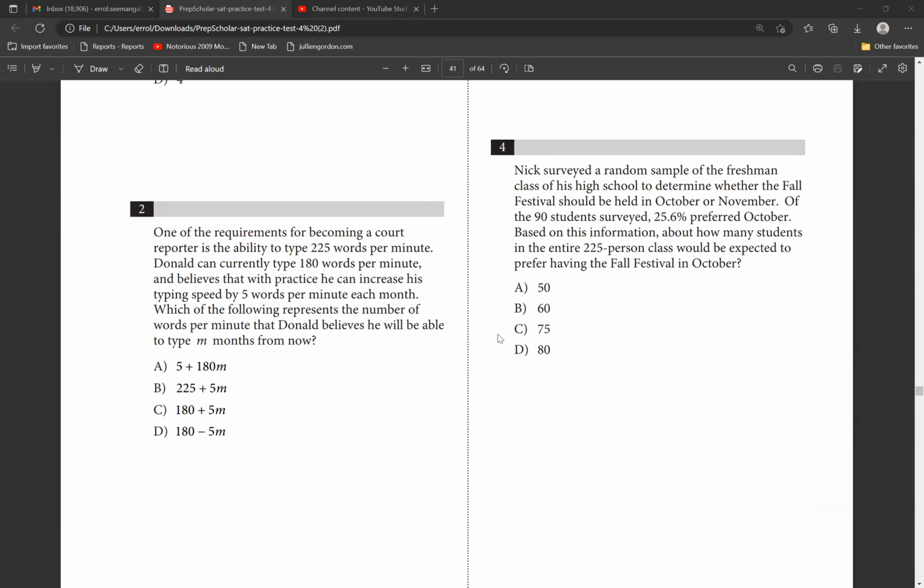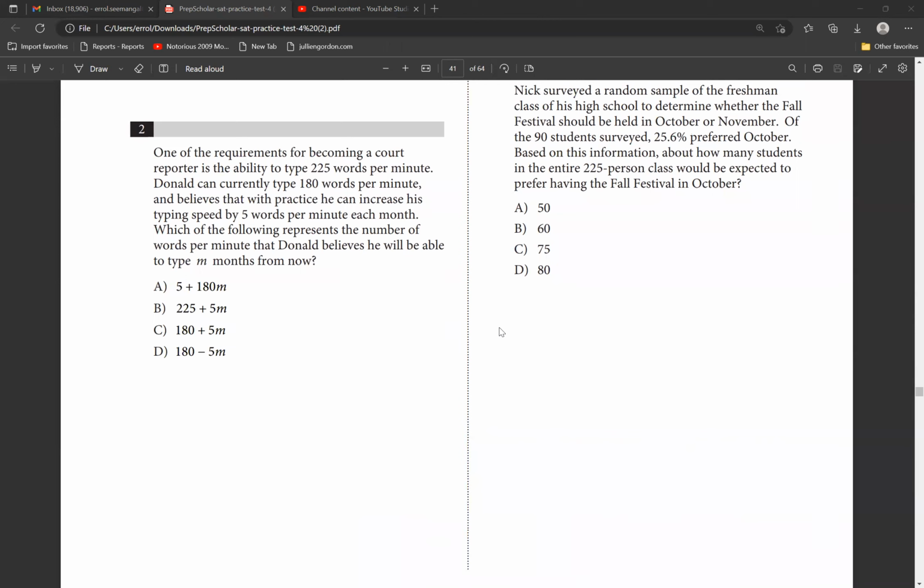2. One of the requirements for becoming a court reporter is the ability to type 225 words per minute. Donald can currently type 180 words per minute and believes that with practice he can increase his typing speed by 5 words per minute each month. Which of the following represents the number of words per minute that Donald believes he will be able to type m months from now?